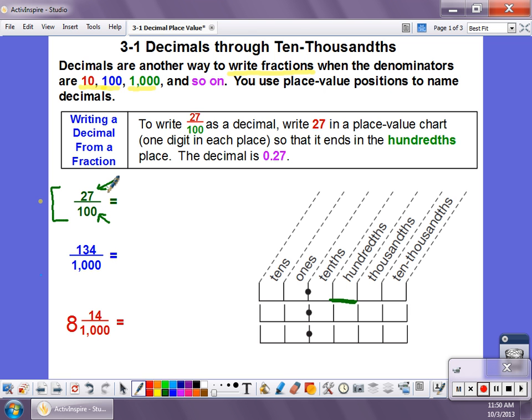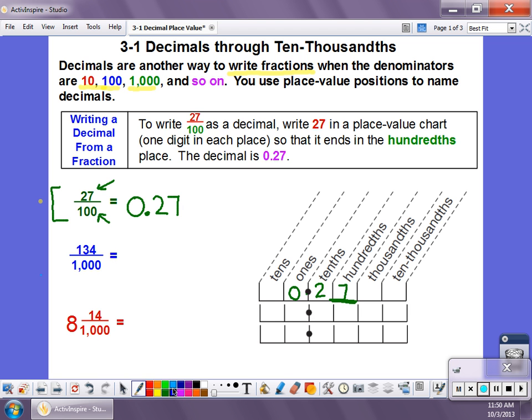Now we're going to look at our numerator. Our numerator is 27. That tells me I have 27 hundredths. So the 7 in that number goes in my hundredths spot. The 2 goes right in front of it, and my decimal is right here. So in front of the decimal, I'm going to put a little 0 to help me show where my decimal is. And the way we turn 27 hundredths into a decimal is we write it like this, 0 decimal point 27, which is 27 hundredths.